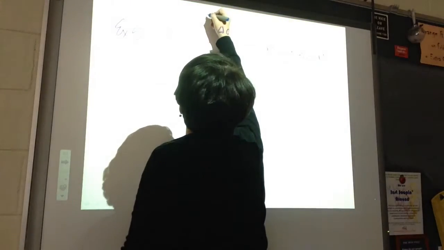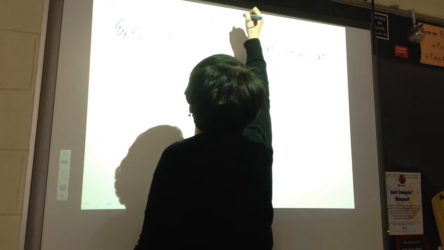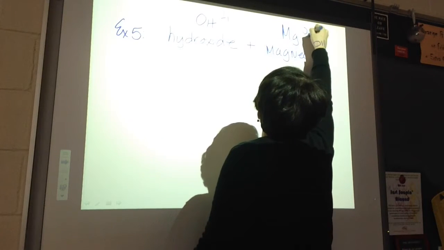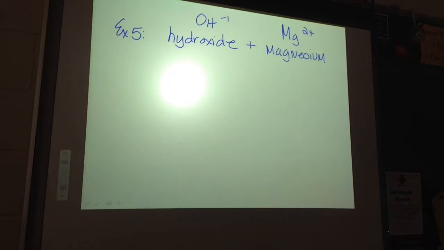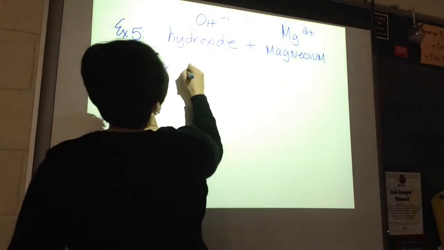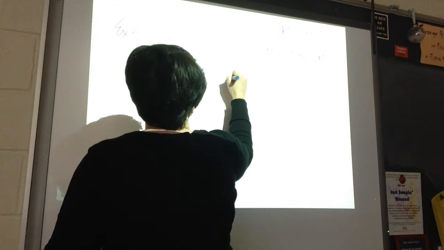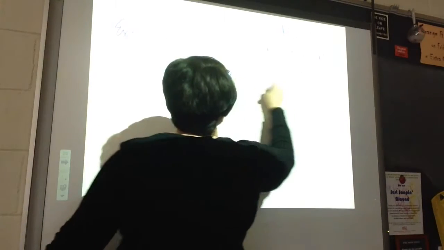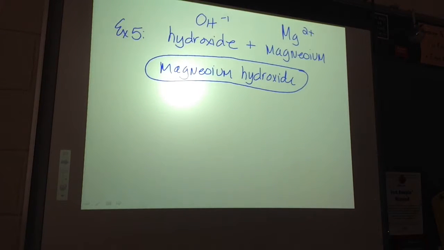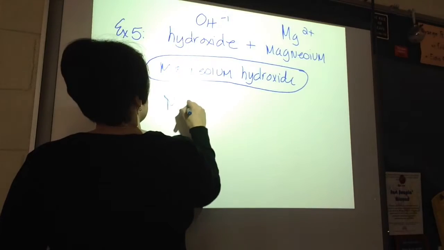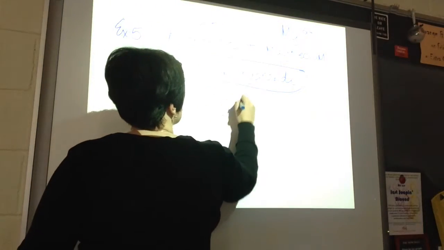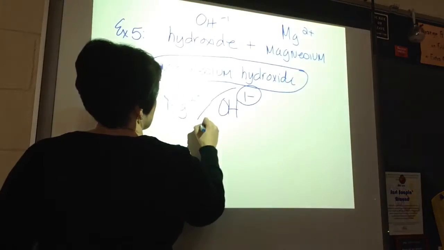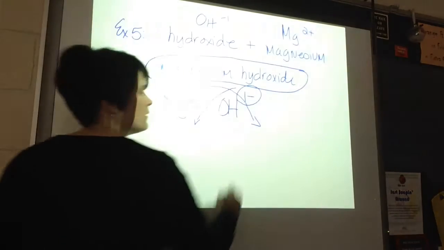Hydroxide? What's the charge? What's magnesium? Charge? So what are we going to call this? Formula? Mg 2 plus, hydroxide is OH with 1 minus. 1 goes there, 2 goes there.